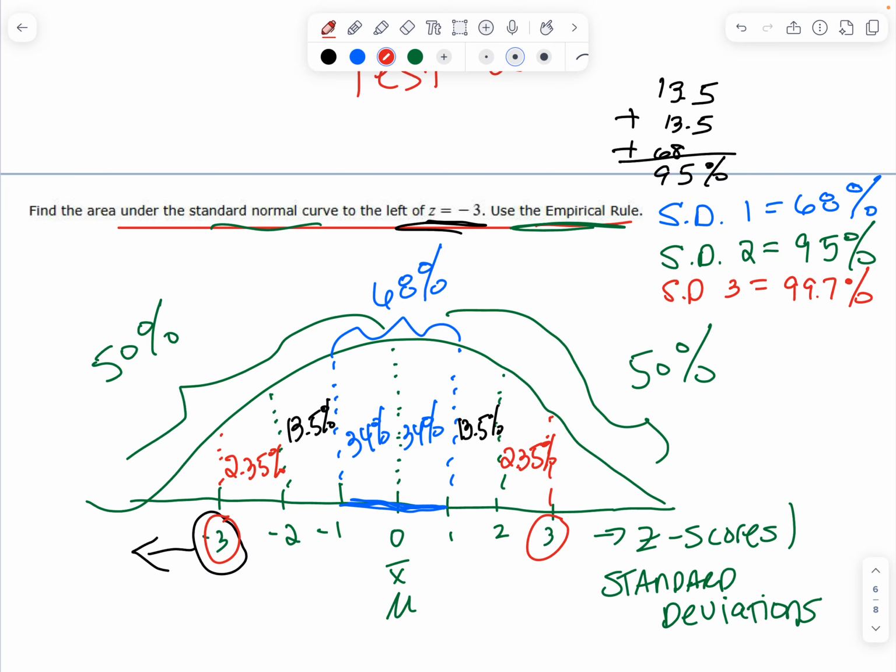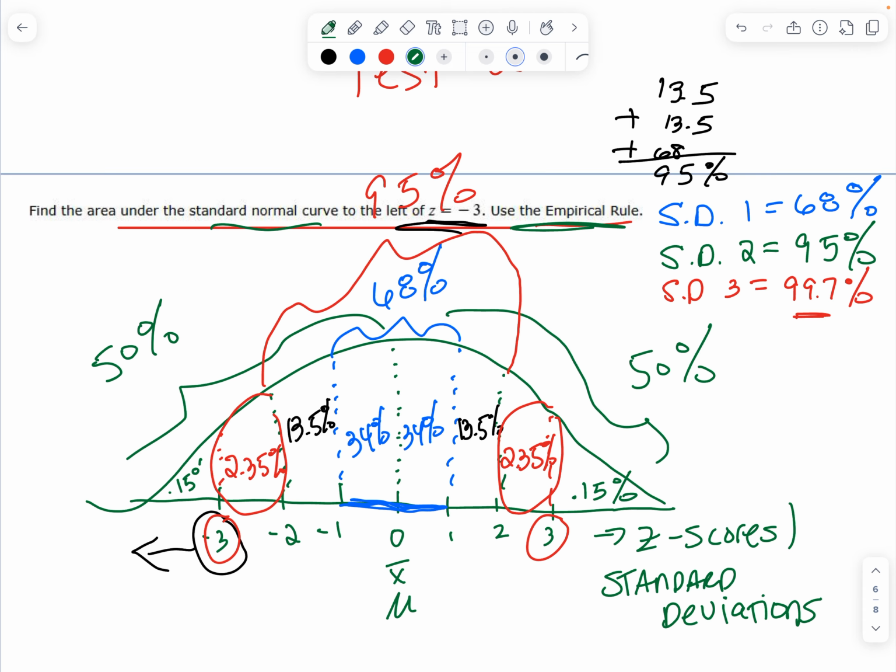Because if from here to here is 95%, and we want to get to 99.7, we add another 2.35 on this side and another 2.35 on this side. Now this whole thing adds up to 100%, which means there is a little something in the tails. These are very unusual data. So that's 0.15% here, and 0.15% over here.